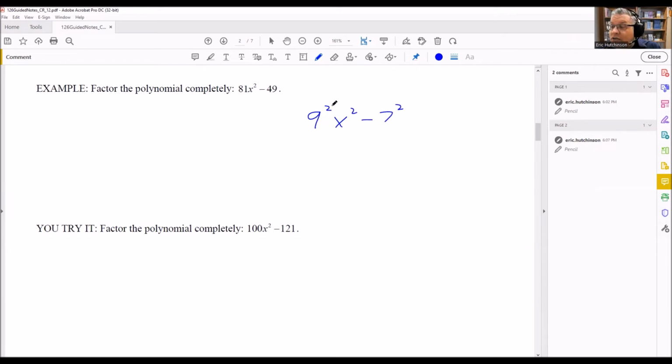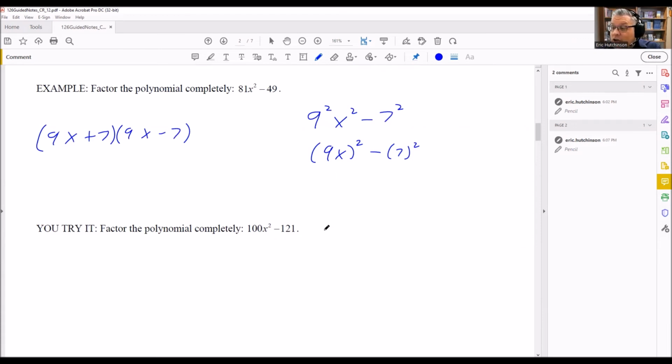Then, because you have 9 being squared and the x being squared, you could put that all inside one set of parentheses, all that being squared, 9x quantity squared. And then we have a 7 quantity squared as well. Then if we use the difference of squares formula, it's going to be 9x plus 7, 9x minus 7. That would be the whole thing factored.